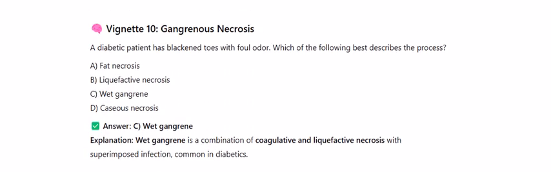Vignette 10, Gangrenous necrosis. A diabetic patient has blackened toes with foul odor. Which of the following best describes the process? A. Fat necrosis. B. Liquefactive necrosis. C. Wet gangrene. D. Caseous necrosis. Answer: C. Wet gangrene. Explanation: wet gangrene is a combination of coagulative and liquefactive necrosis with superimposed infection, common in diabetics.